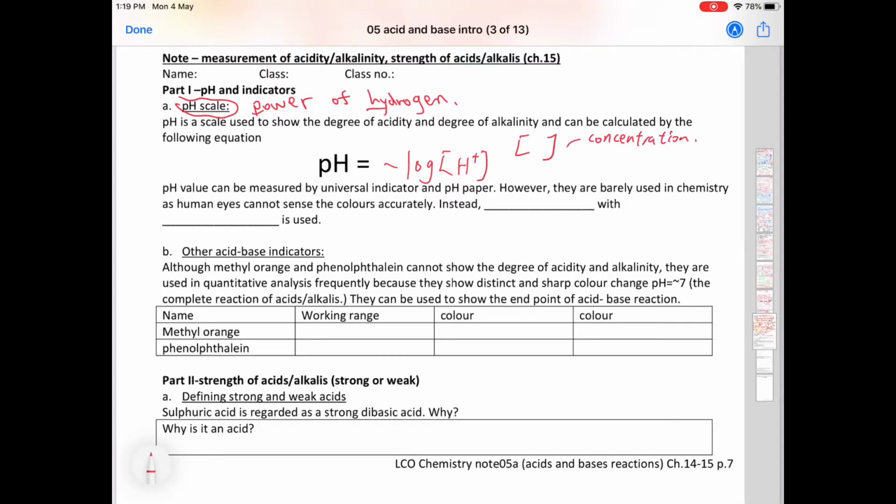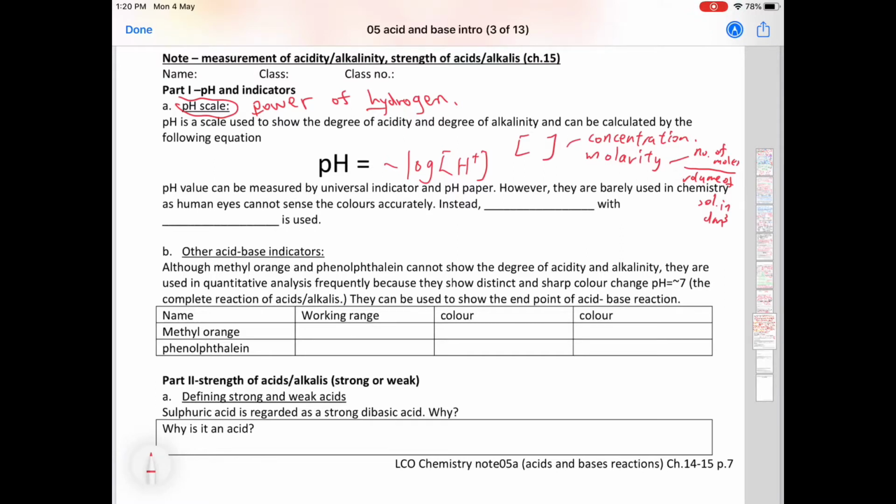So if I put H plus inside, this term, a bracket H plus, means the concentration of hydrogen ion, and more precisely we use the term molarity to represent the concentration of hydrogen ion. Molarity, 摩爾濃度, is calculated by the number of moles of a species divided by the total volume of the solution in dm cube. And dm cube is a unit equivalent to 1 liter, and you will learn the calculation later.